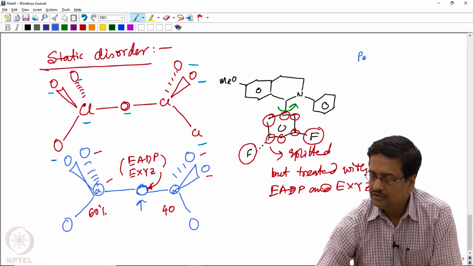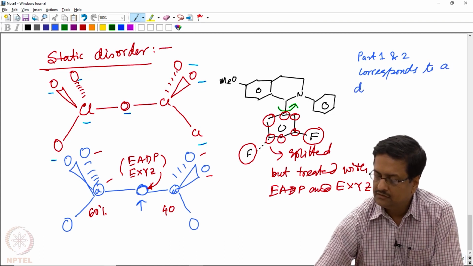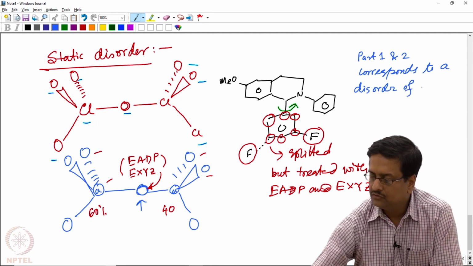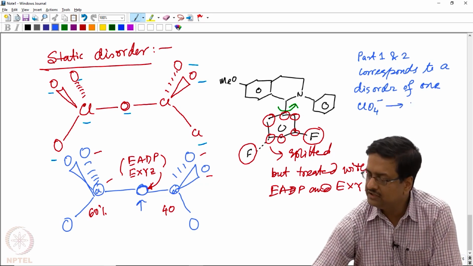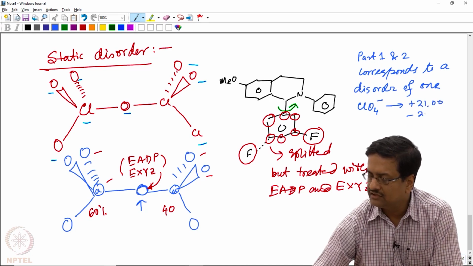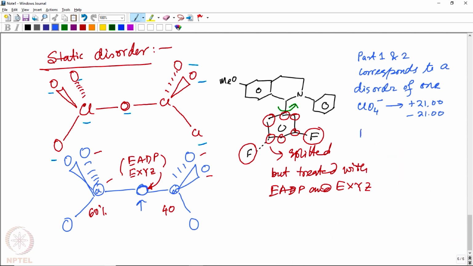So suppose part 1 and 2 correspond to a disorder of one perchlorate group, so that occupancy should be designated as +21.00 and -21.00. Then there may be part 3 and part 4 corresponding to another molecule of ClO4 minus, that should be designated as +31.0, -31.0, and so on.